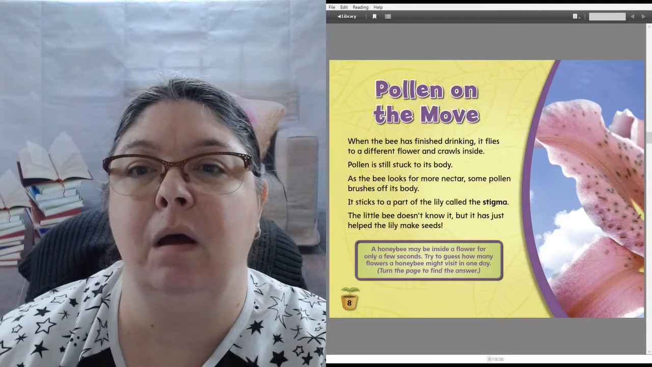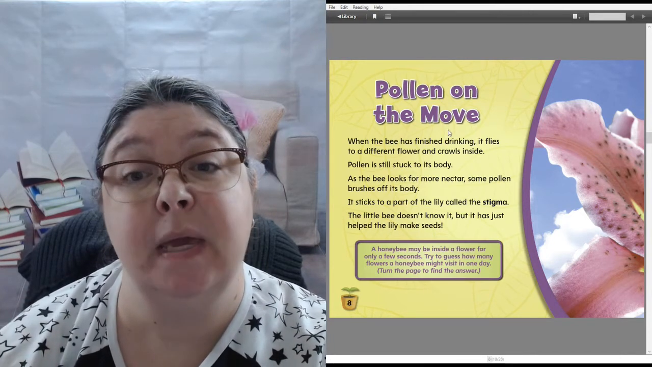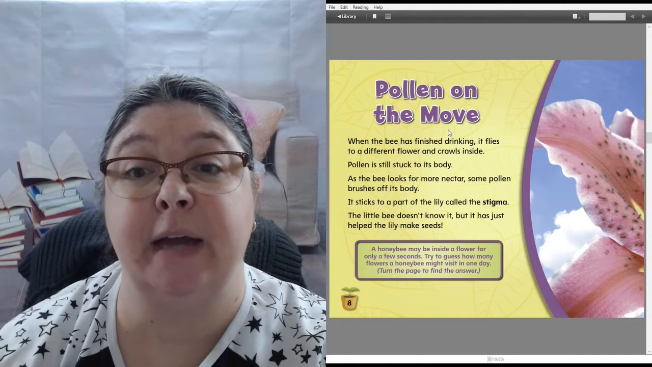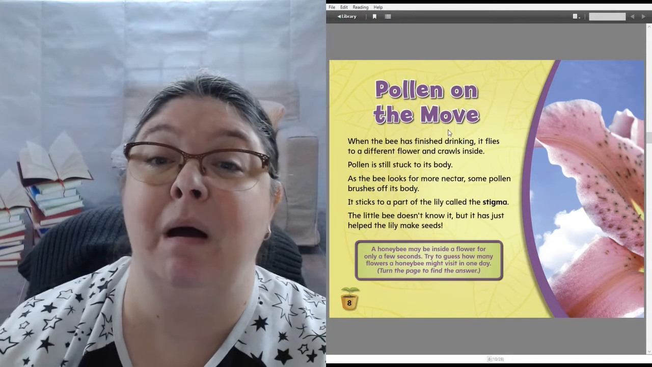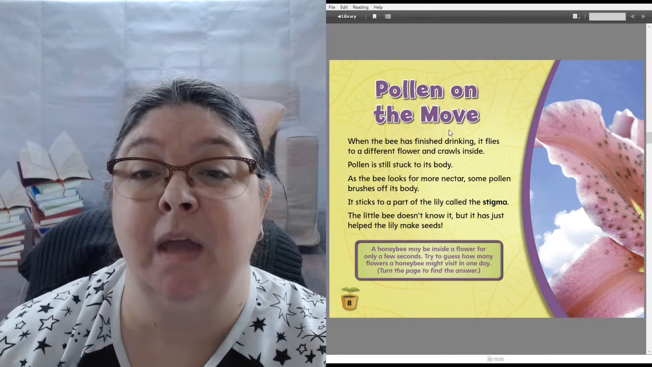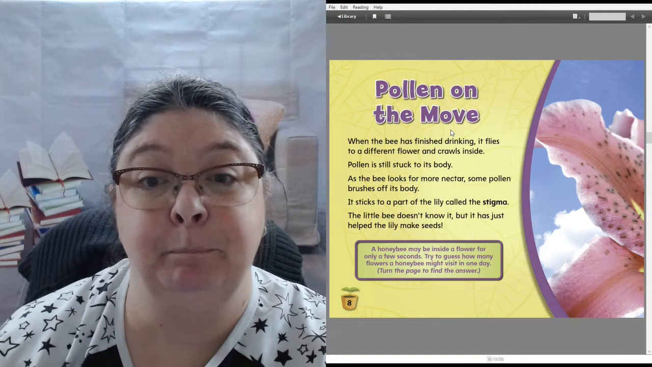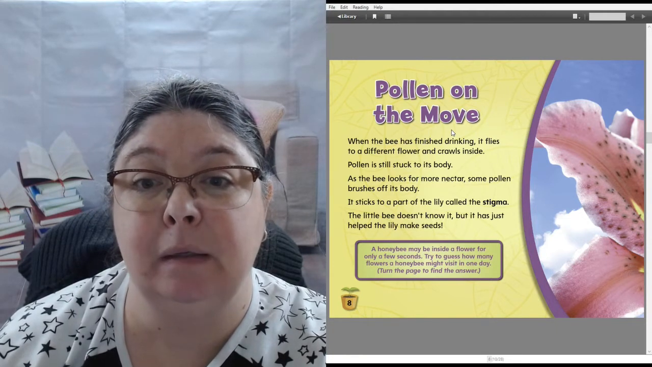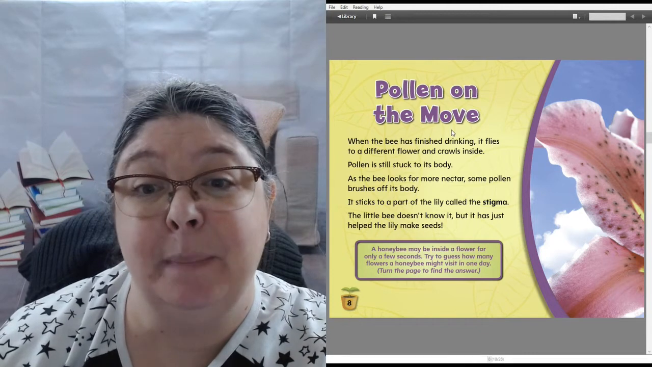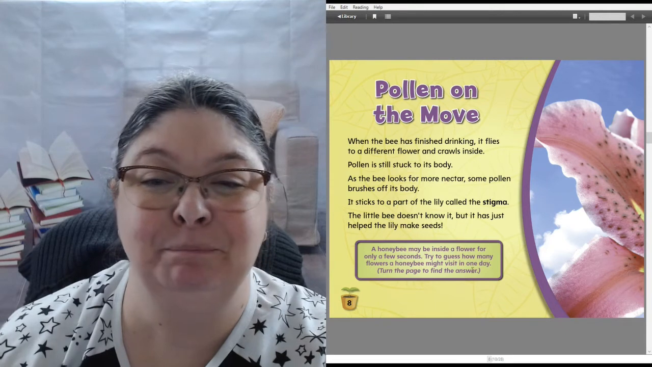All right, pollen on the move. And here's what we were talking about. When the bee has finished drinking, it flies to a different flower and crawls inside. The pollen is still stuck to its body. As the bee looks for more nectar, some pollen brushes off its body. It sticks to a part of the lily called the stigma. The little bee doesn't know it, but it has just helped the lily make seeds.